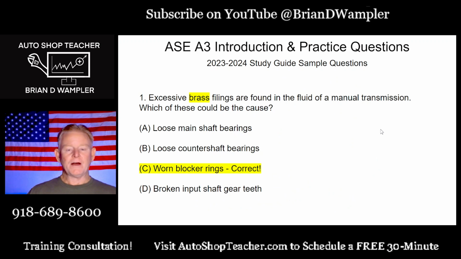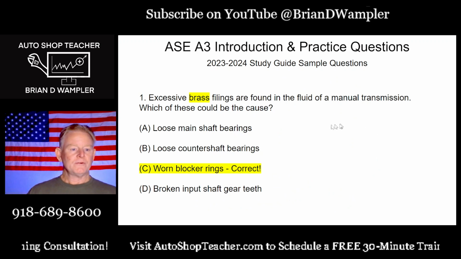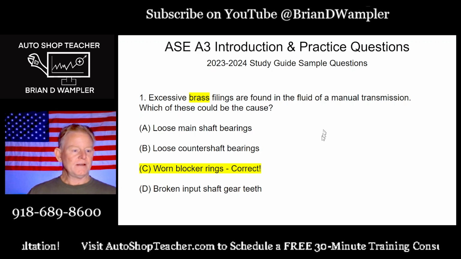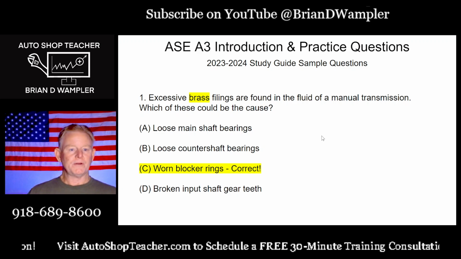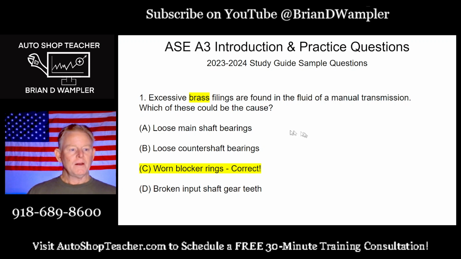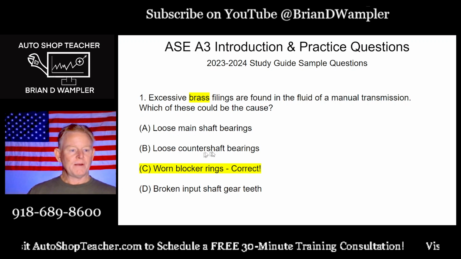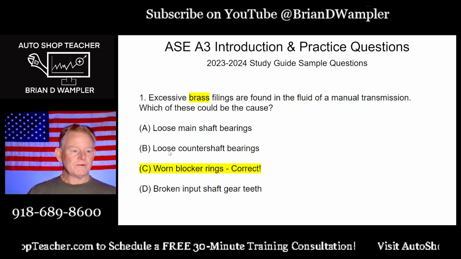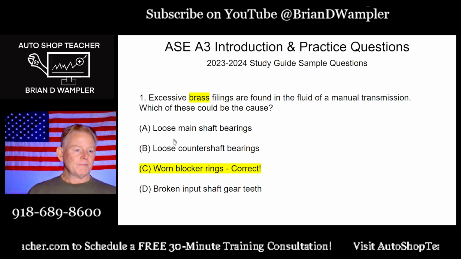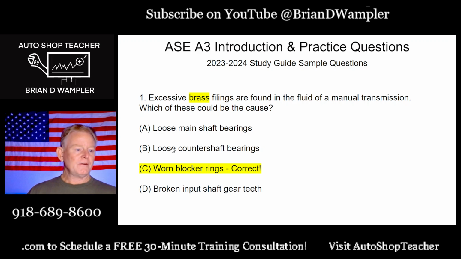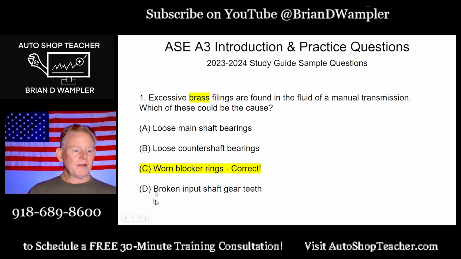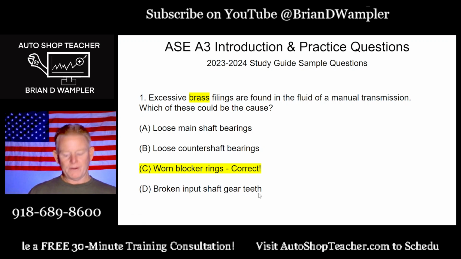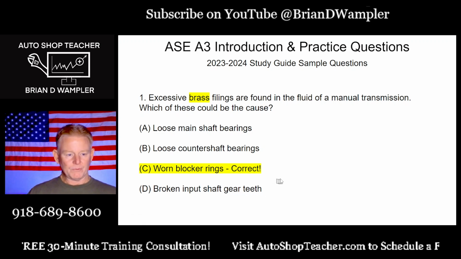So again, brass filings is our big clue. And so the only one of these really that would make any sense for brass is those worn blocker rings. So that would be your correct answer. Okay. Most of these other items, if they were, well, just loose, could be a number of causes for that besides wear, maybe not shim correctly, or a number of different things. And then broken gear teeth would probably be pretty obvious if you have teeth of gears coming out with the fluid.